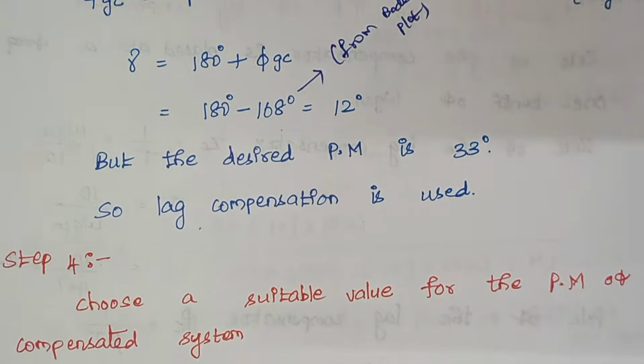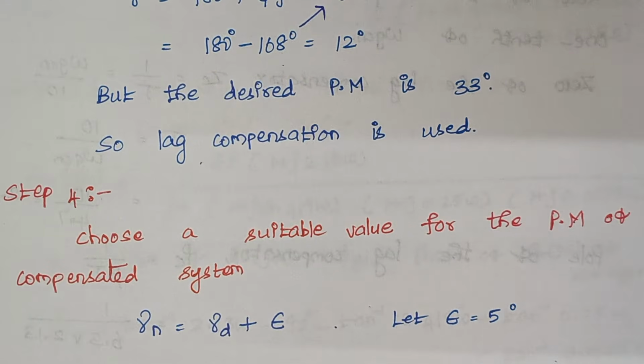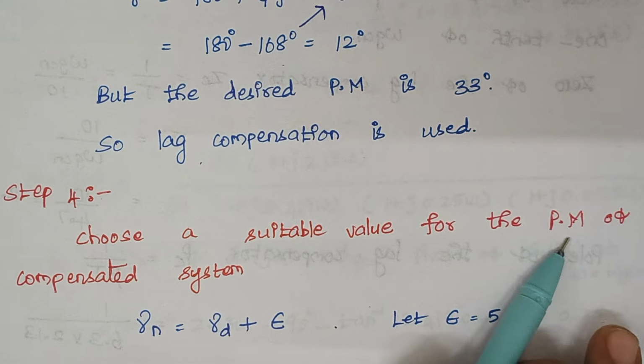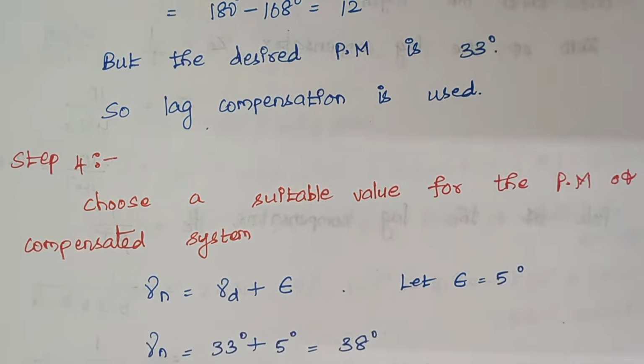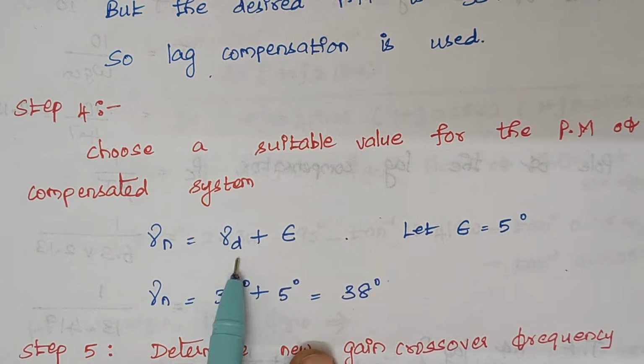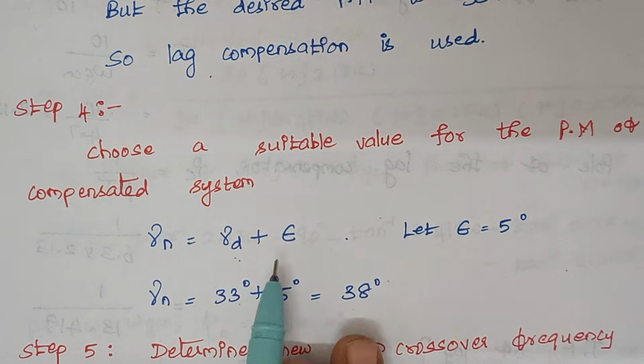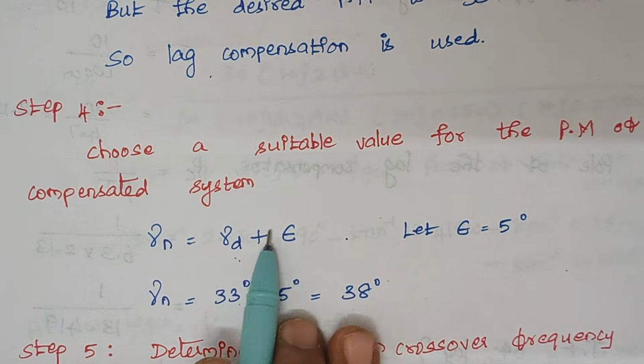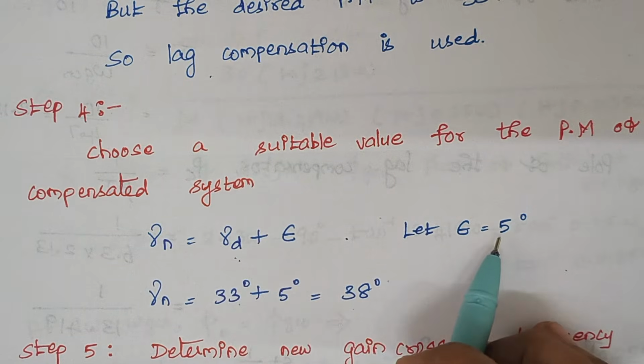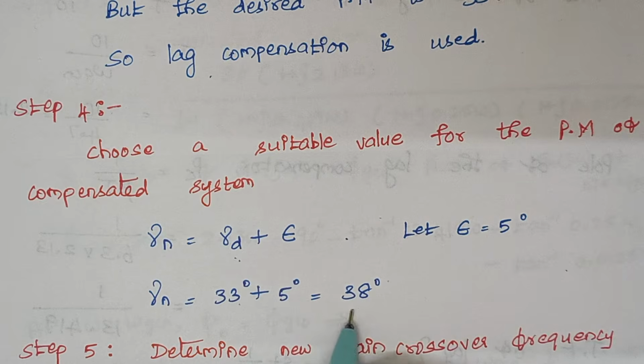Step 4 is to choose a suitable value for the phase margin of the compensated system. That phase margin value is given as gamma n is equal to gamma d plus epsilon. Gamma d is the desired phase margin, that is the value given in the problem. So it is 33 degrees plus, initially, we select the value of epsilon as 5 degrees. When you substitute it, the answer is 38 degrees.